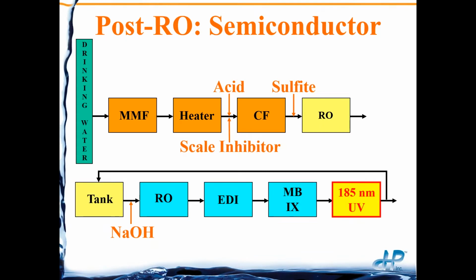In several high purity applications, especially semiconductor microelectronics, we'll see downstream of an RO unit the 185 nanometer UV because they want very low TOC levels. So we see here double pass RO, electrodeionization, mixed bed ion exchange. So this is going to be very pure water, but to get the TOC down extremely low, they put a 185 nanometer UV unit in. It will also, of course, be bacterial inactivation.